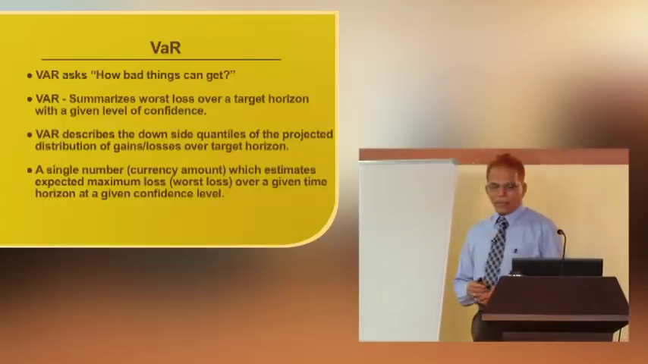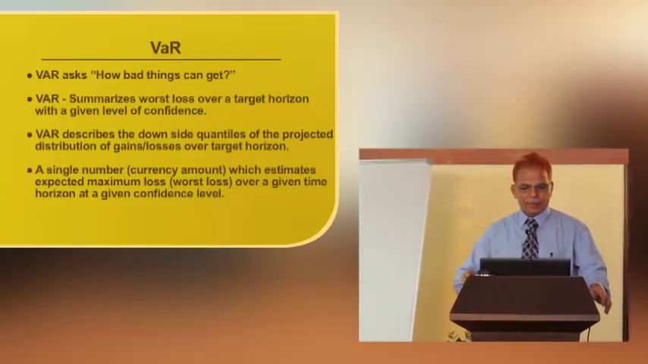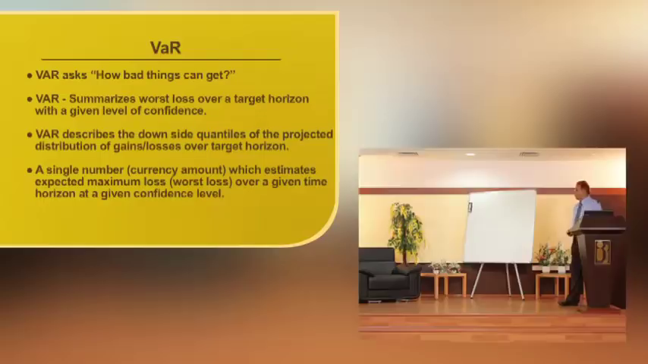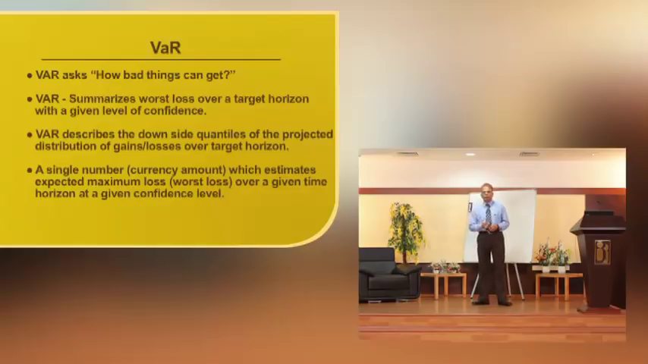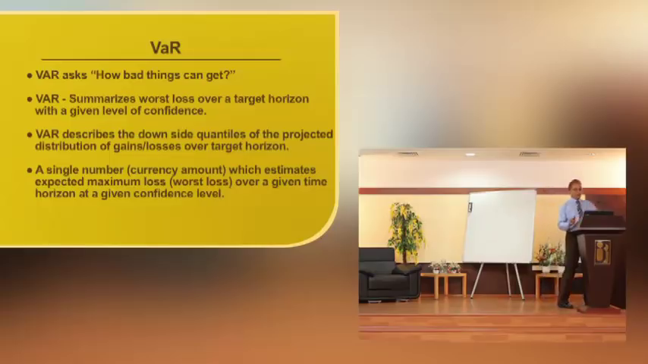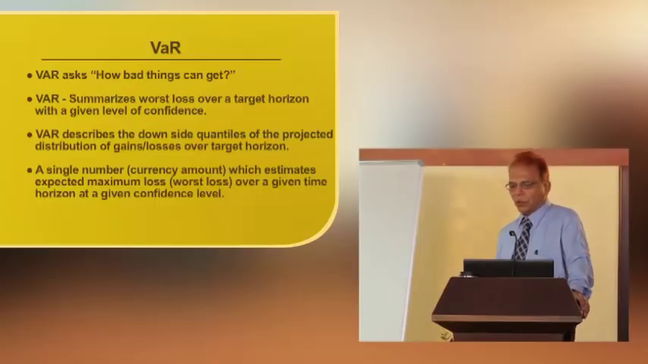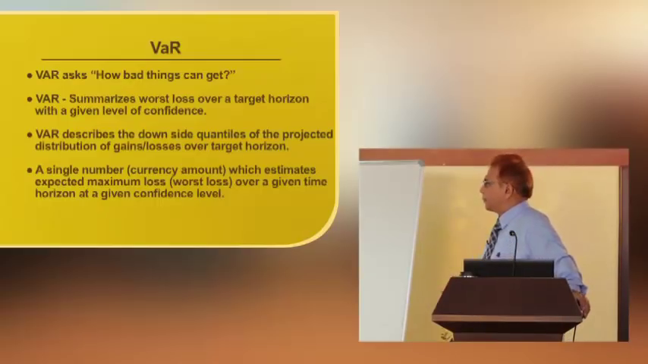So VAR basically asks how bad things can get, and it summarizes the worst loss over a target horizon with a given level of confidence. It is important that VAR gives a single number. It's a currency amount which estimates the expected maximum loss, the worst loss over a given time horizon at a given confidence level. But one thing you have to remember is VAR is not the actual loss. It is only a probabilistic maximum loss your portfolio can take.